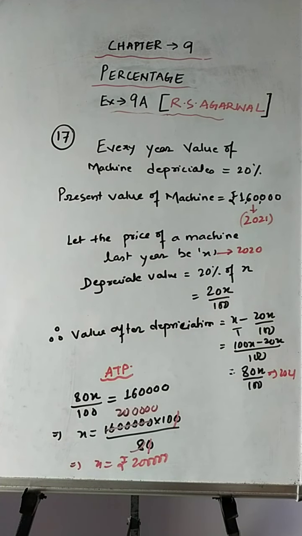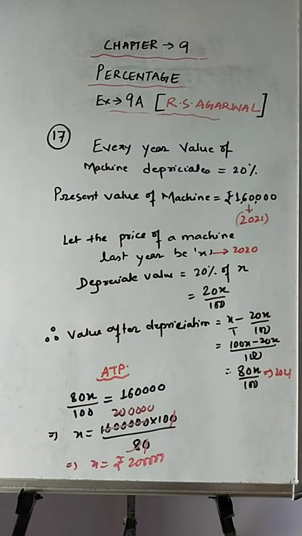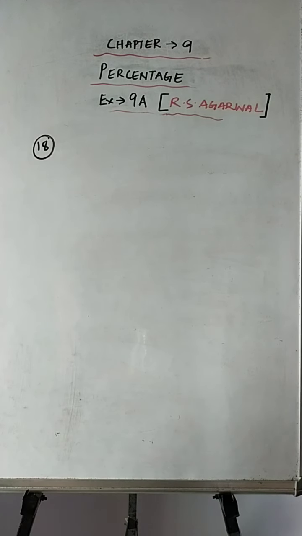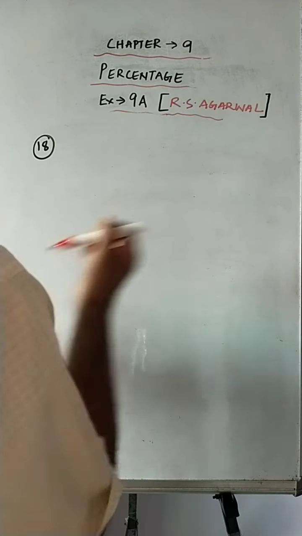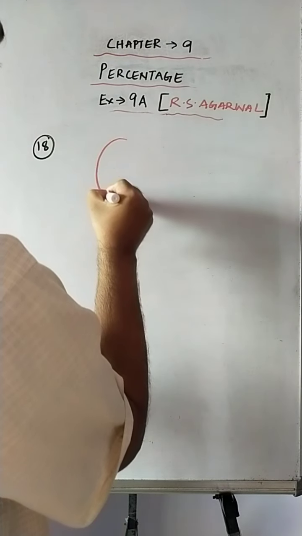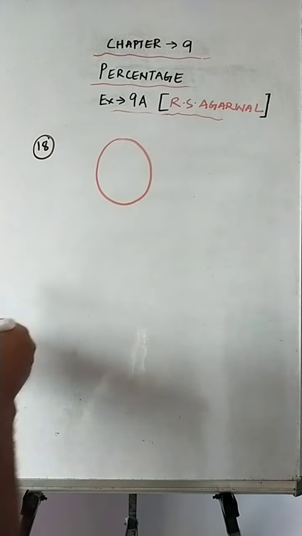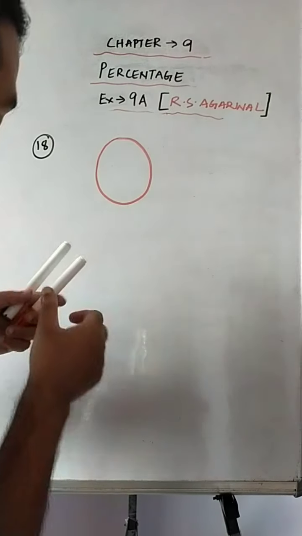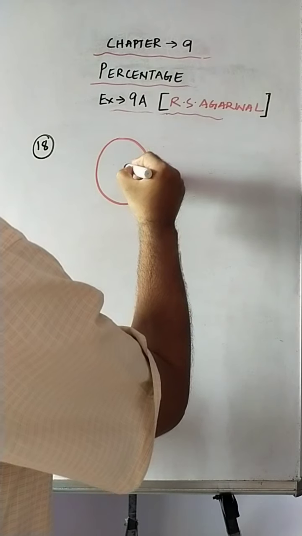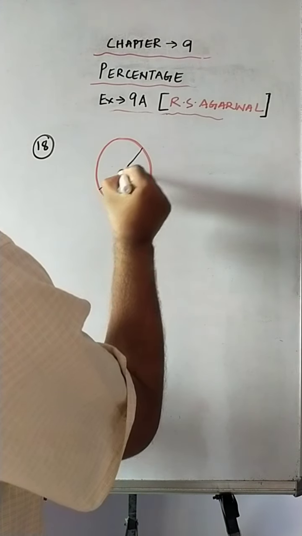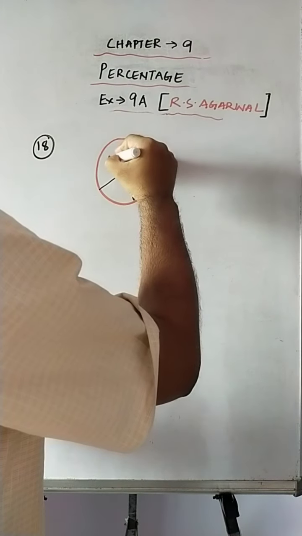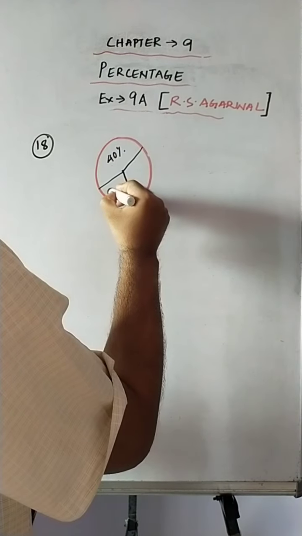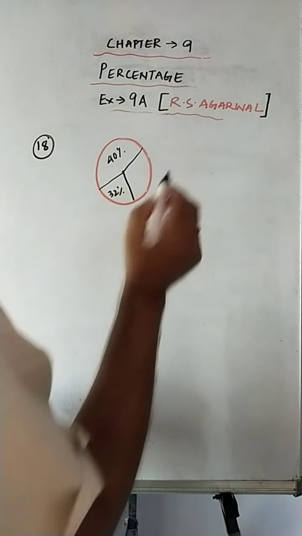Now let's move on to question number 18, students. In question number 18, we have an alloy which is a combination of copper, nickel and zinc. Consider this is an alloy, and since this entire alloy is a combination of 3 different metals, we'll divide this into 3 different groups. This portion is 40%, this portion is 32%, and the rest part is unknown.